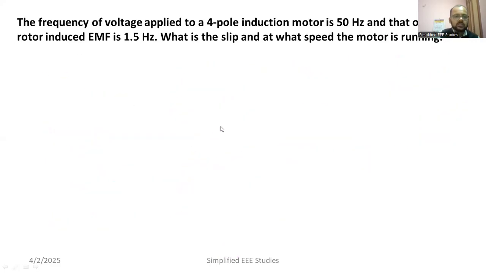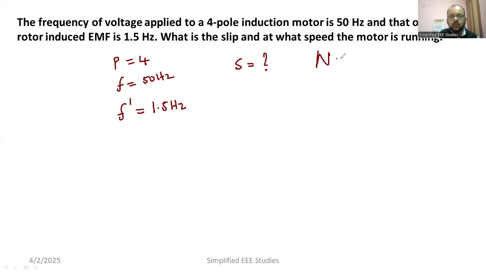I would like to discuss another problem. Request you to go through the problem first. The frequency of voltage applied to a 4-pole induction motor. So P is equal to 4. The supply frequency is 50 hertz. That of the rotor induced EMF is 1.5 hertz. So F dash is 1.5 hertz, the frequency of rotor current. What is the value of slip? Slip I want to calculate. And what is the speed of the motor? Rotor speed also I want to calculate.